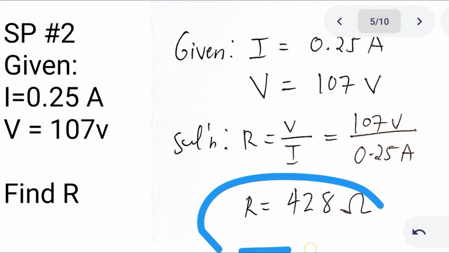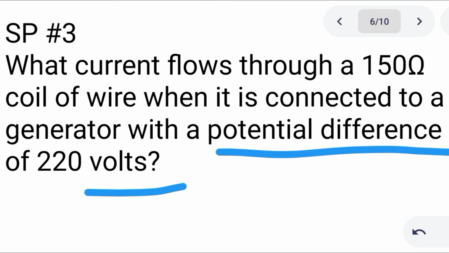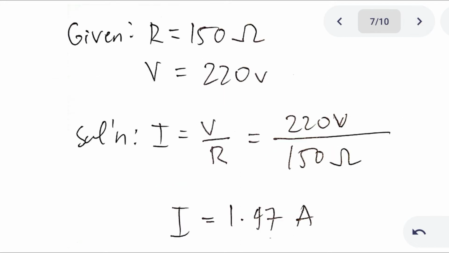This is your answer. Sample problem number 3: what current flows through a 150 ohms coil of wire when it is connected to a generator with a potential difference of 220 volts? The other term for volts is potential difference or voltage. So the given values are the resistance of 150 ohms and the voltage of 220 volts.